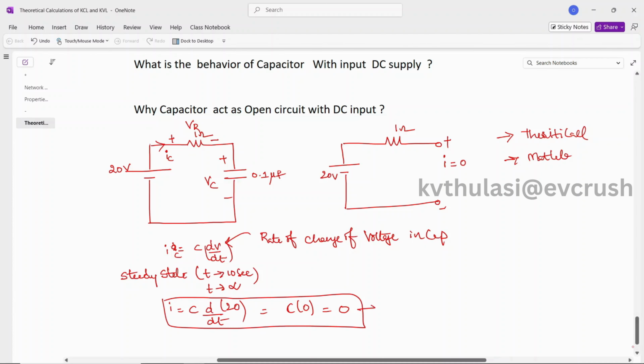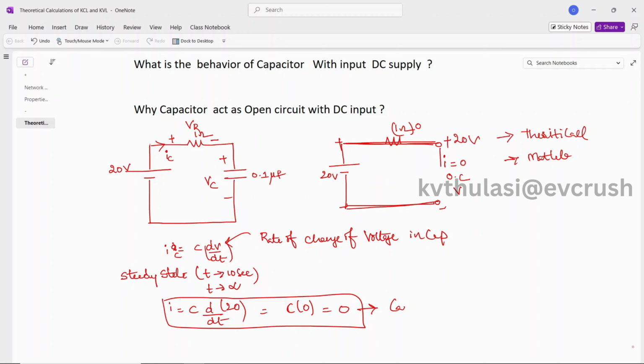The meaning here is the capacitor will act as an open circuit, and whatever voltage you have applied, the same voltage will be available here, which is nothing but 20 volts. Why? Because the current is 0. So 0 into current into resistance, the resistor also acts as a short circuit. Whatever voltage you applied will be available across the capacitor. Since the applied voltage is already available across the capacitor, the current becomes 0.